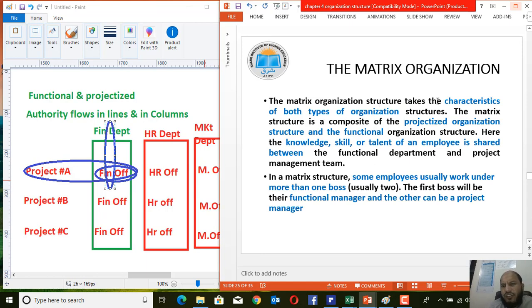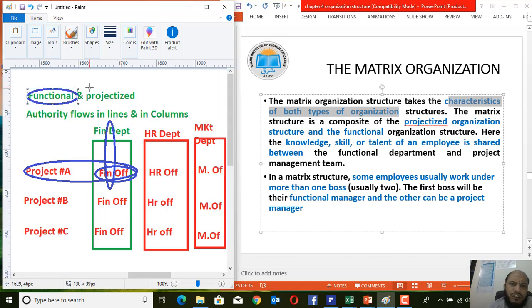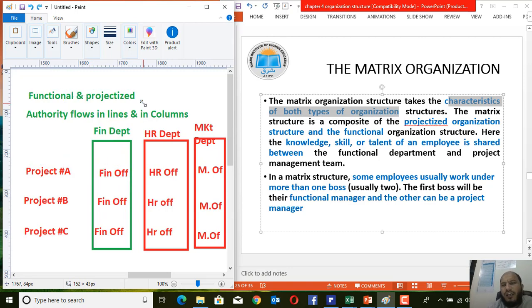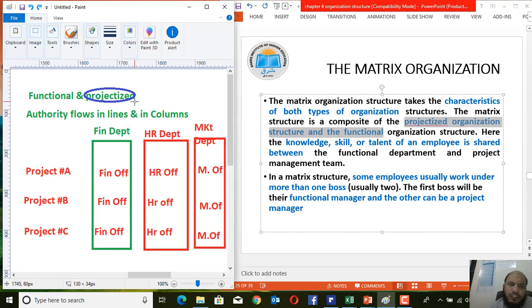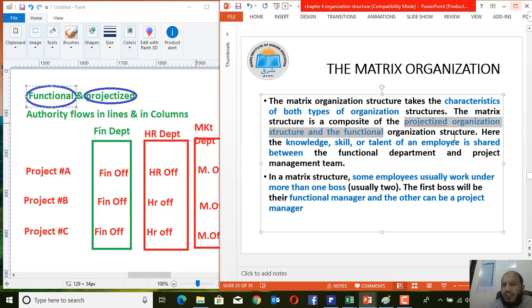The matrix organization structure takes the characteristics of both types of organization. So it will take the characteristics of the functional and also the characteristics of the projectized organization structure. Along with this, dear students, the matrix structure is the combination of the projectized and also the functional structure. We have already discussed it.